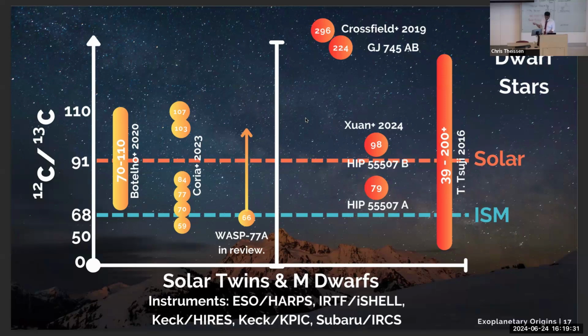Out of these stars, there are very few that host exoplanets, and only one, WASP-77A, has a companion with a carbon-12 to carbon-13 ratio in the literature. But I'll just kind of leave it at that.